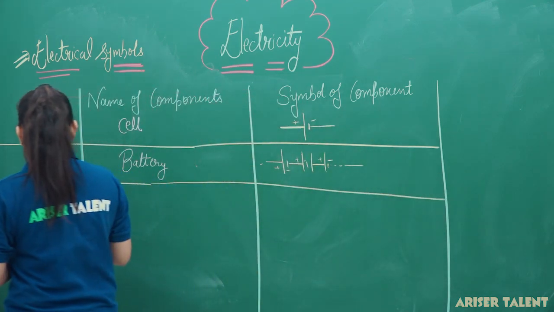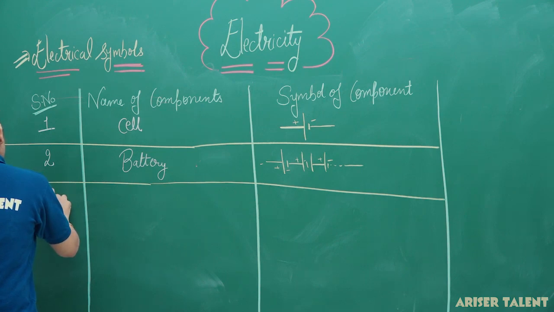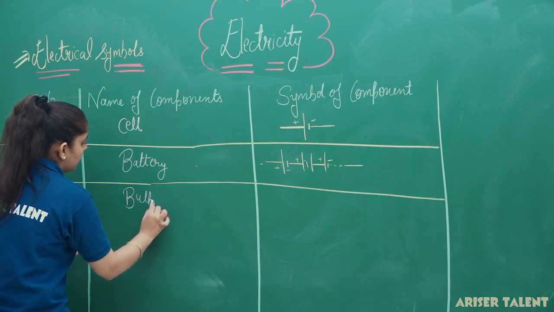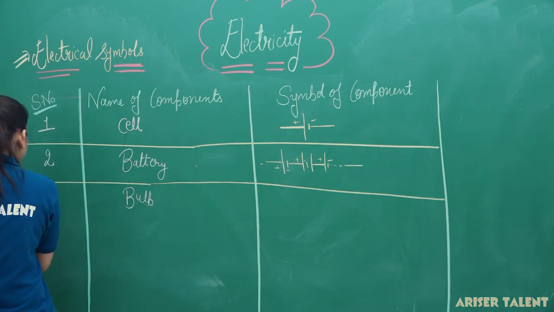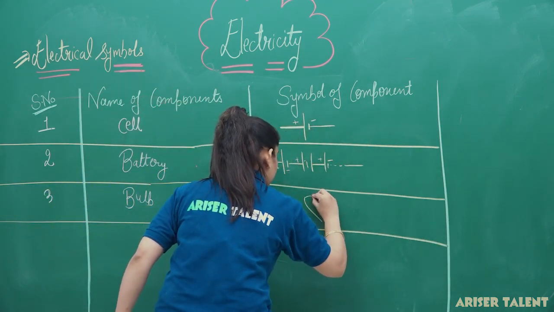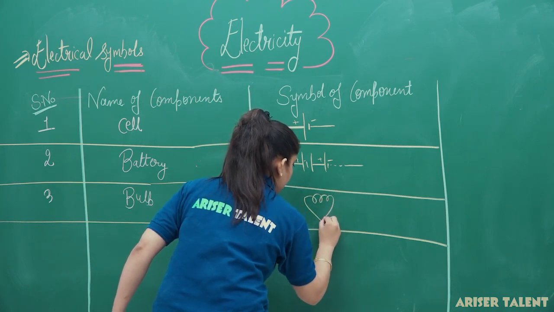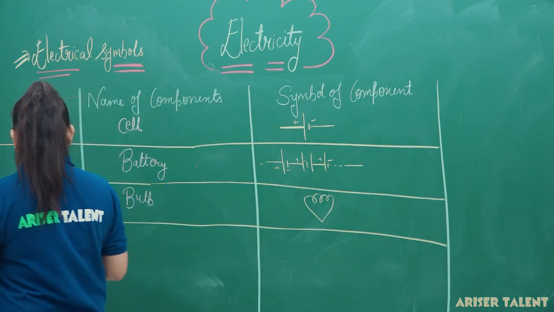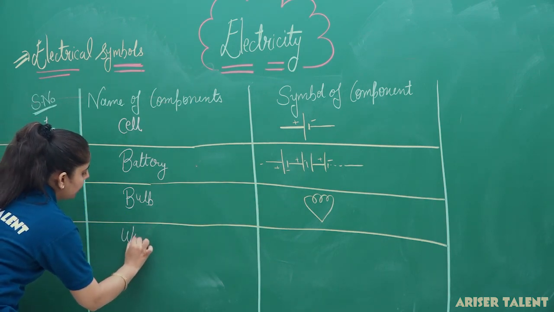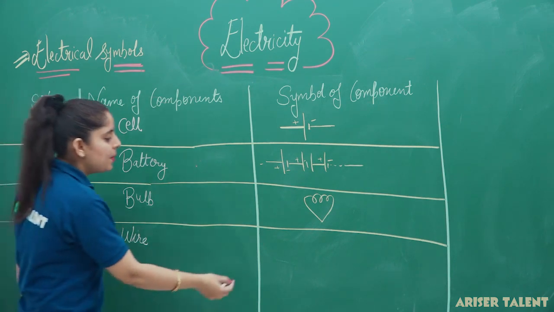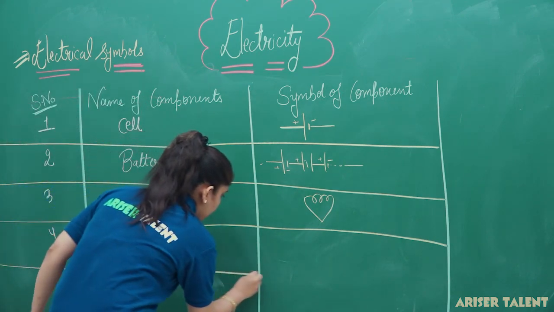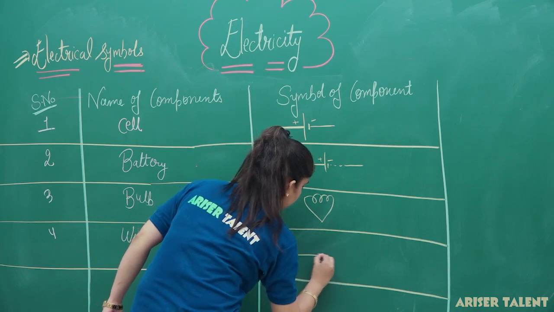Now, what is the third component we have? The third component we have is the bulb. Now, the symbol for the bulb we can draw like this. The bulb can be drawn like this. The fourth symbol we have is for wire. How will we draw the symbol of a wire? Simply we will take a wire as a long straight line. This is our wire.